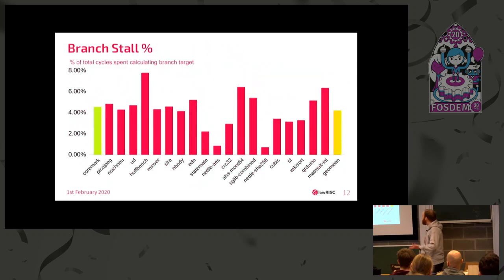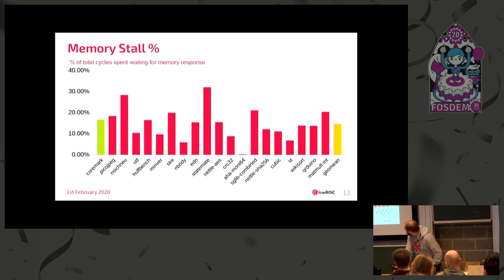And you can see, on average, around about 4% of our time is spent doing this. So if we could remove this cycle, we could reduce the number of cycles that we spend doing these benchmarks by around about 4%. And different benchmarks have different amounts of branching, which is unsurprising.